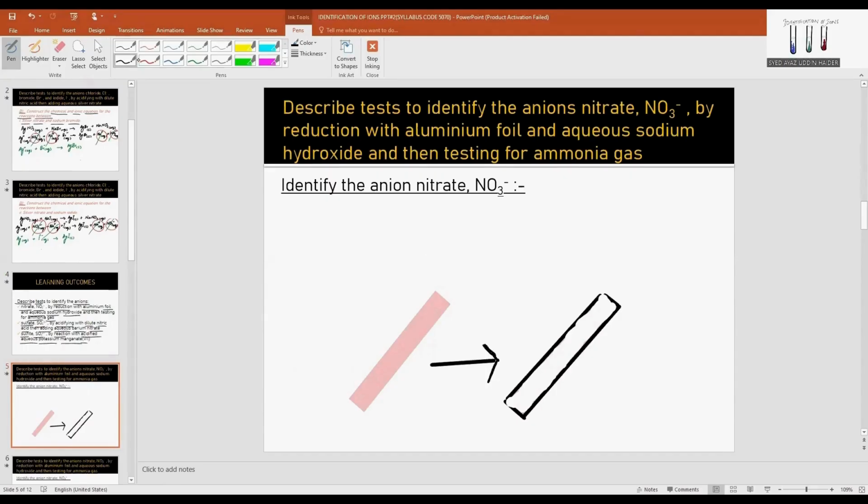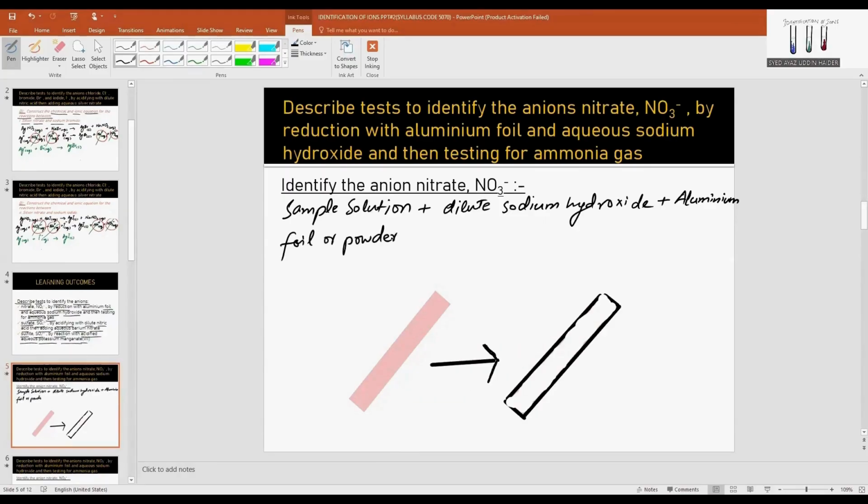For NO3- ions, we will add dilute sodium hydroxide and a little aluminium powder to the sample solution. Sample solution plus dilute sodium hydroxide plus aluminium. You can even write foil or powder. A pungent smell gas is produced.